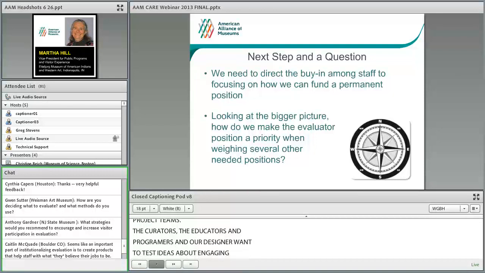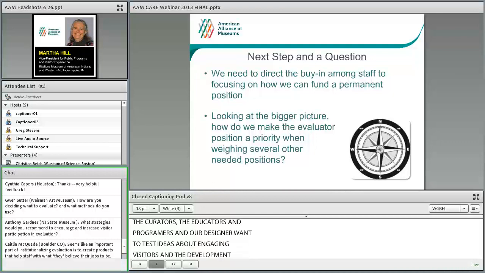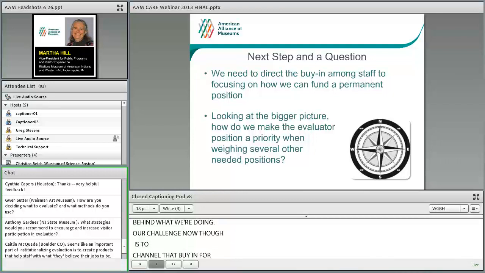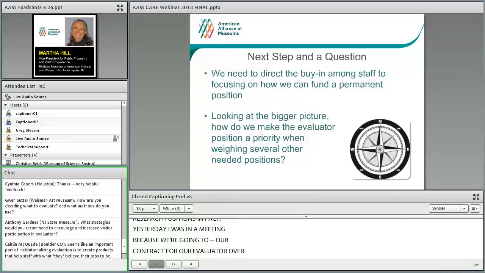Our CEO just recently said he wants to see a visitor experience staff member on all project teams. The curators, the educators, and programmers, and our designer want to test ideas about engaging visitors. And the development team, probably about 110% behind what we're doing. Our challenge now, though, is to channel that buy-in that we've received to actual dollar support for a permanent year-round visitor research position.